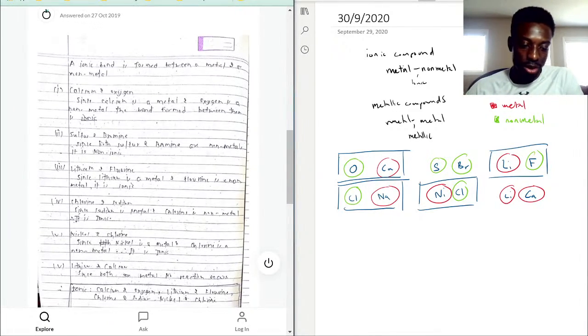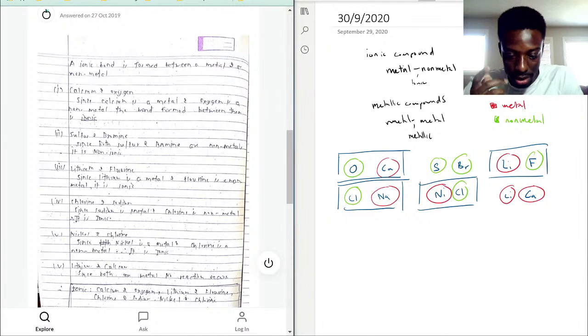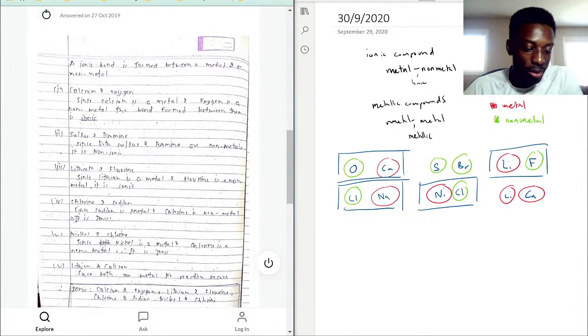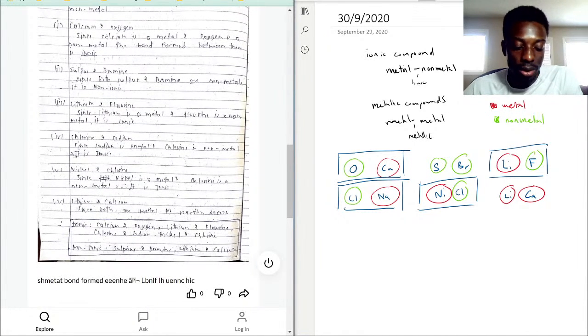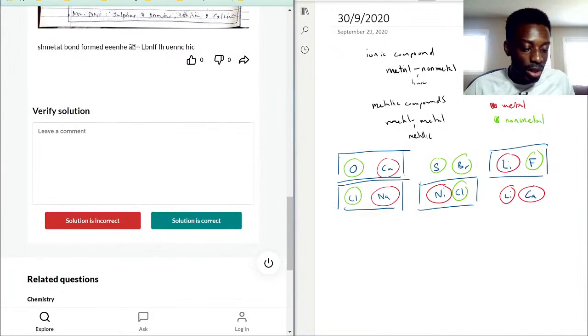So calcium and oxygen, they do say it's ionic. Sulfur and bromine, it's just a molecular compound, which is non-ionic. Lithium and fluorine, ionic. Chlorine and sodium, ionic, perfect. Nickel and chlorine, also ionic. And lithium and calcium, both are metals. This will be that metallic compound. Okay? And with that, they're correct.